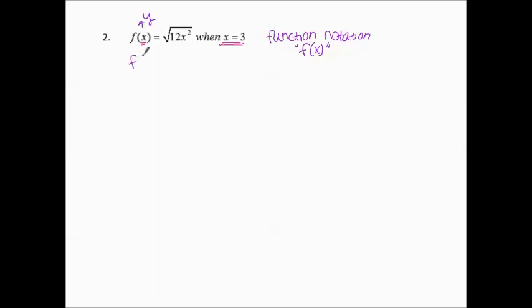So I have f of 3 is equal to the square root of 12 times 3 squared. So I'm going to evaluate what's here. F of 3 is equal to the square root of, again, I have to raise it to the power first. 3 squared is 9, so it's equal to the square root of 108.